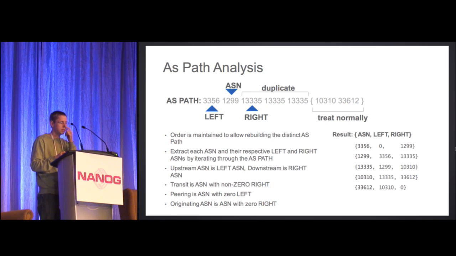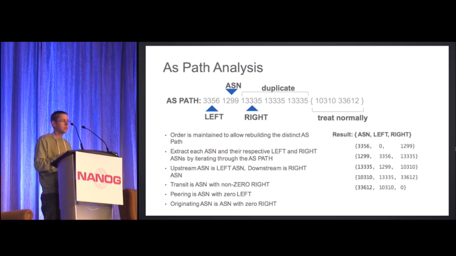So this is the method that we have been using. We use it in code, in memory, as well as in the database, and it works universally between the both. The way we do it is we iterate through this AS path, and we look at it distinctly, so we don't care if there are any prepends. And with that, we record in a table or a hash table the ASN that we're iterating on, and then the AS to the left and to the right.